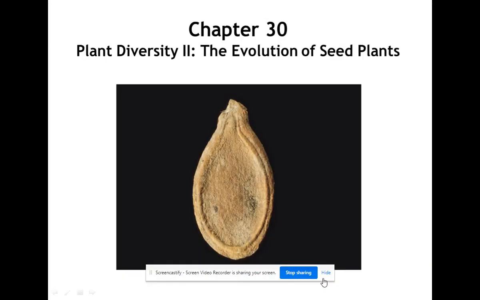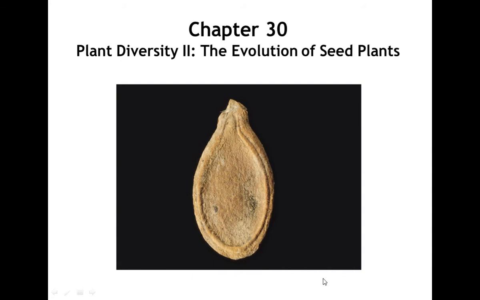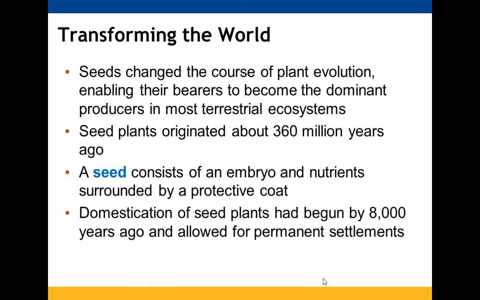All right, so this is the second chapter on plant diversity. We're going to be focusing on plants that form from seeds and their evolution. The fact that we have seeds has allowed seed plants to basically take over and serve as the dominant producer in most of our land-based ecosystems. Seeded plants are first believed to have shown up around 360 million years ago.